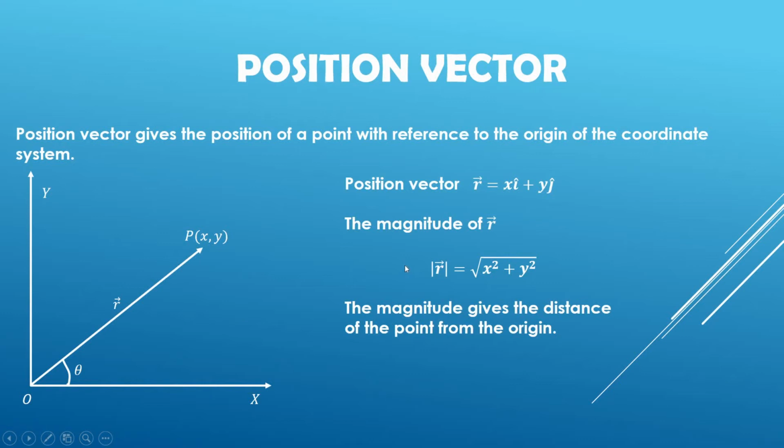Now this position vector, where x is the x coordinate and y is the y coordinate, is represented as x i cap plus y j cap. R is my position vector, x i cap plus y j cap. How can we calculate the magnitude? The same way we calculated the length of a line: square root of (x minus 0) whole square plus (y minus 0) whole square, and this gives the magnitude. From coordinate geometry we have found this. This magnitude is the distance of the point from the origin.